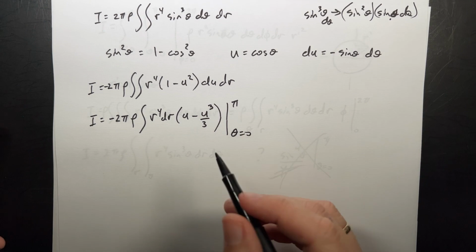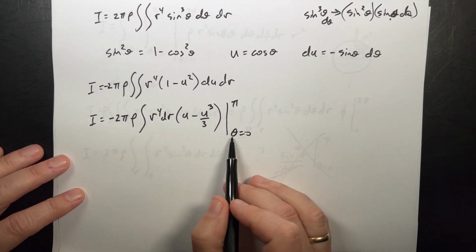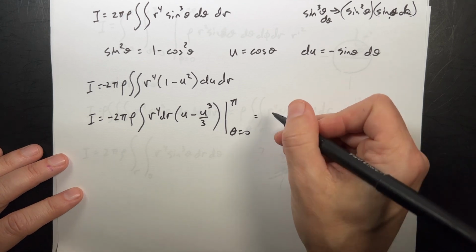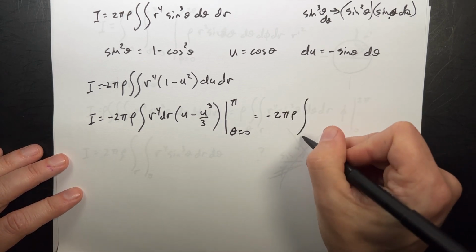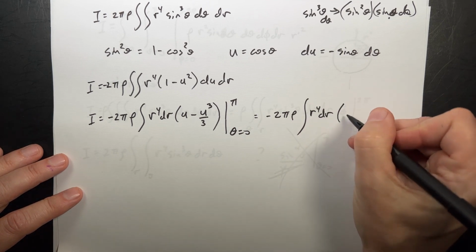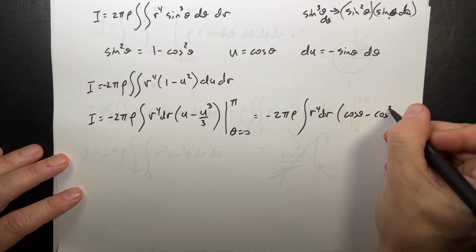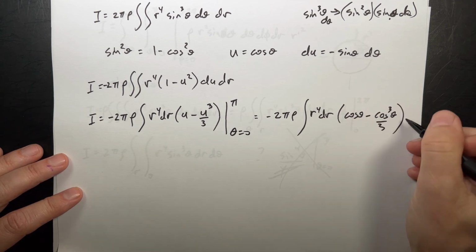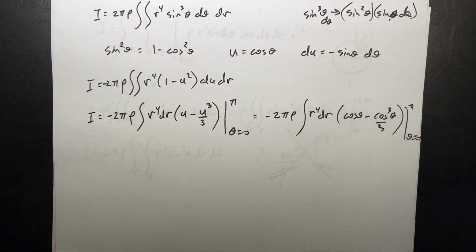Okay, I'm going to proceed. So now I'm going to put back in my u because my limits are in theta. So this is going to be equal to negative 2 pi rho, the integral over r to the fourth dr, and then I get cosine theta minus cosine cubed theta over 3 from theta equals 0 to pi.